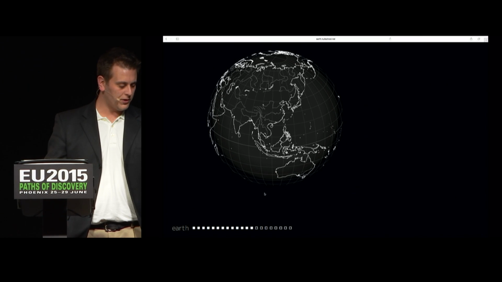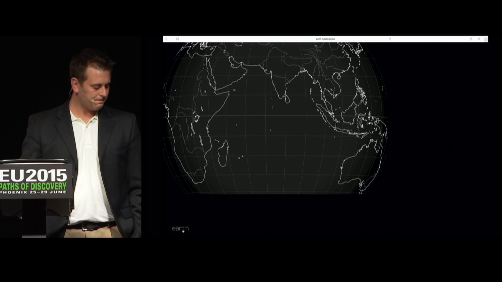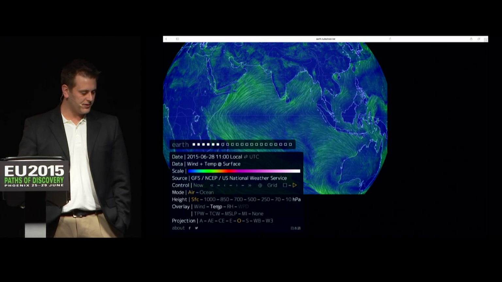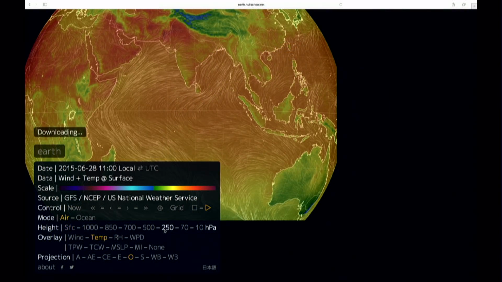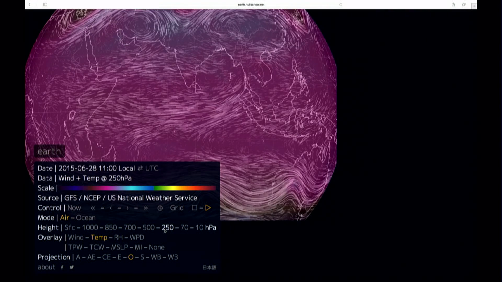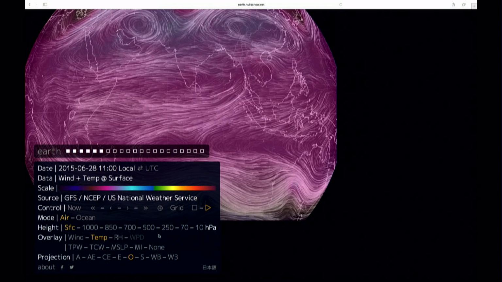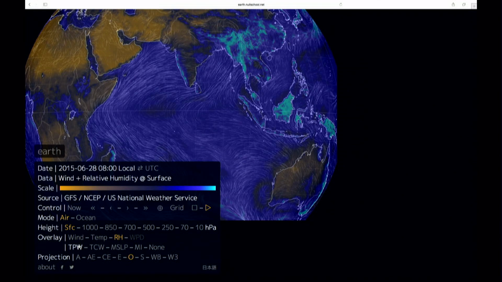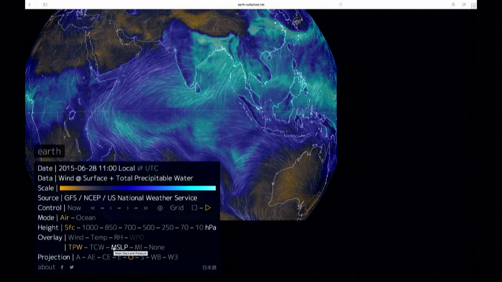You can zoom out, you can zoom in. And there's a bunch of other things you can do, like you can take a look at the pressure or the temperature. This is the temperature at the surface level. This is the temperature at the 250 hPa level, which is the jet stream. You can also look at things like relative humidity and the precipitable water in the atmosphere. But what I mentioned earlier, and the thing that's most important here, is the pressure.